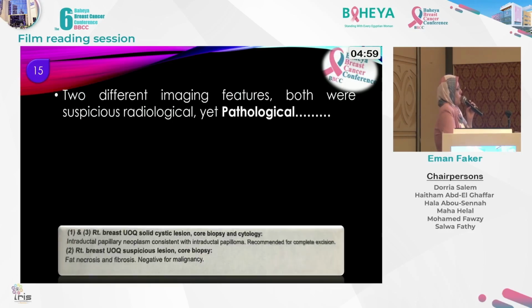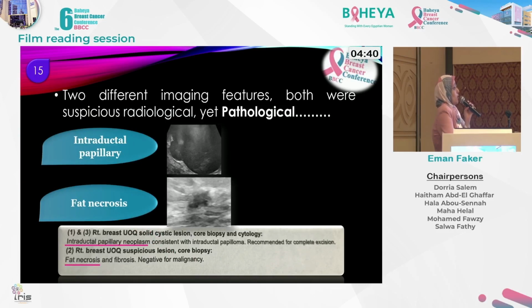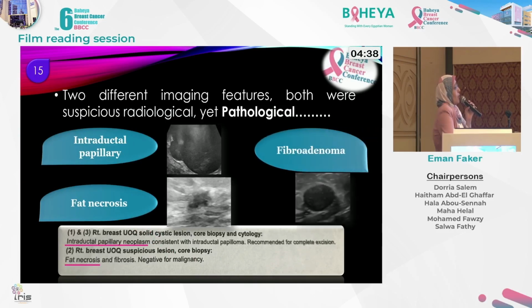We asked for a biopsy from actually the 3 lesions. As we see here, we took biopsies from the solid cystic lesion, from the solid component and from the cystic component. It turned out to be intraductal papilloma and intraductal papillary carcinoma. This was a fat necrosis, and this one was a fibroadenoma. So we have also 3 different pathologies in the same breast.